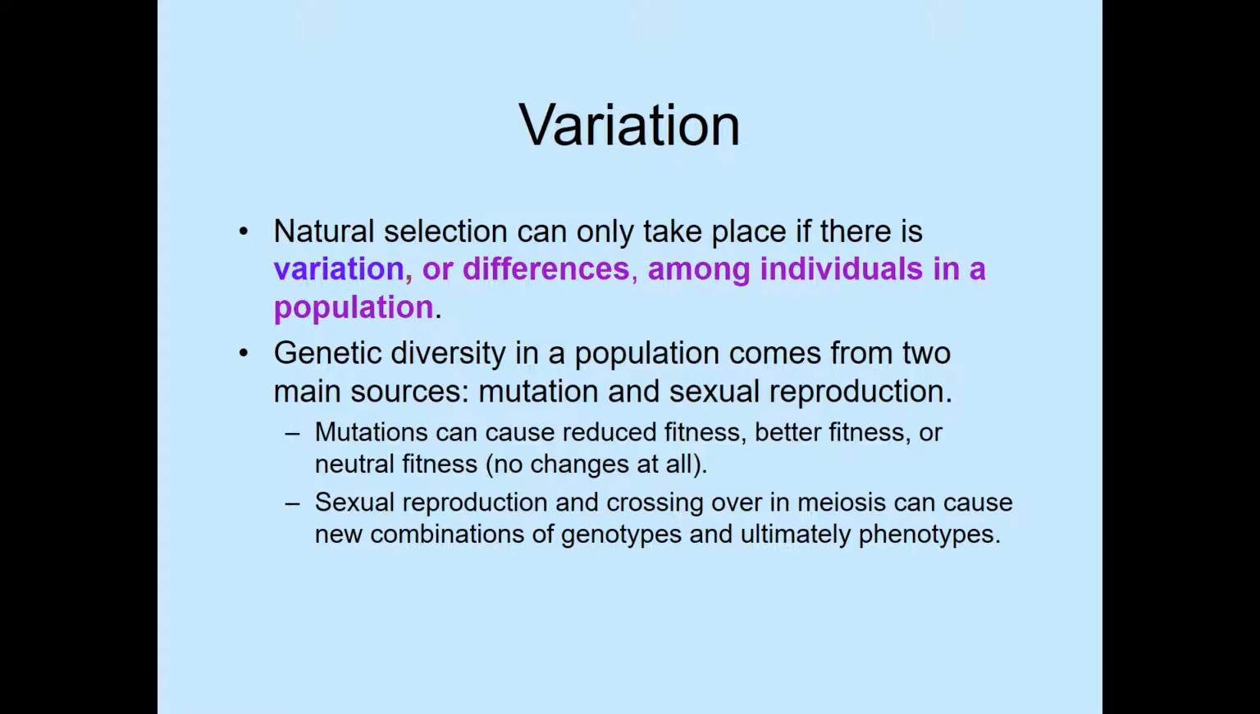Now, natural selection can only take place if there's variation or differences among individuals in a population or a species. Okay. So variation is just differences in traits among individuals in a population or a species. And genetic diversity in a population, or differences, comes from two main sources: mutation and sexual reproduction.